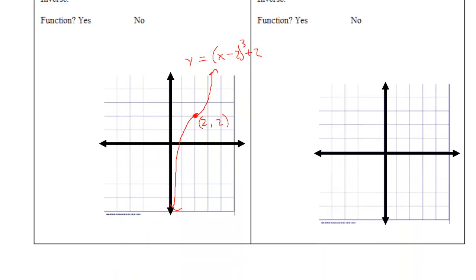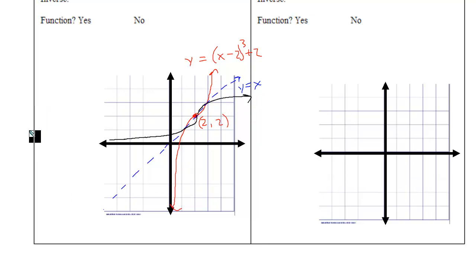It's the same graph that you see here reflected over the line y equals x. Here's the line y equals x. So the same graph reflected over that line y equals x is going to look like this. It's the same graph reflected over that line.